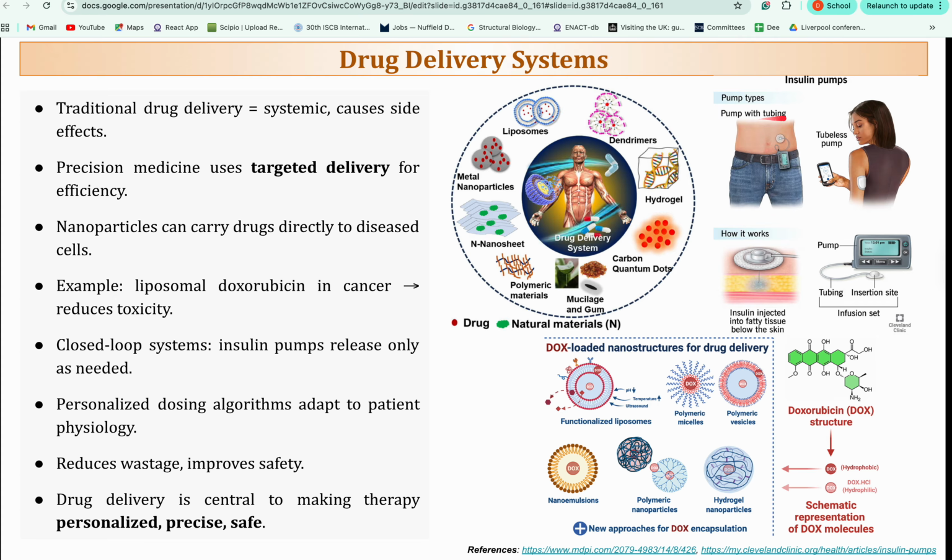So this is the pump with the tubing, and this is the example of the tubeless pump. These have biosensors which sense the glucose in the body, and they are smart devices which know when to release the insulin. These come under the smart biomaterials.